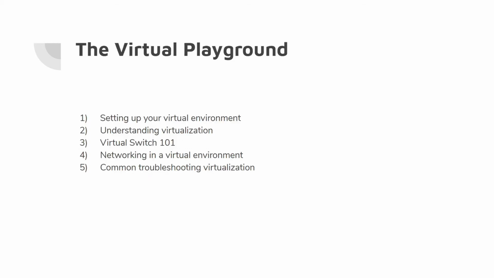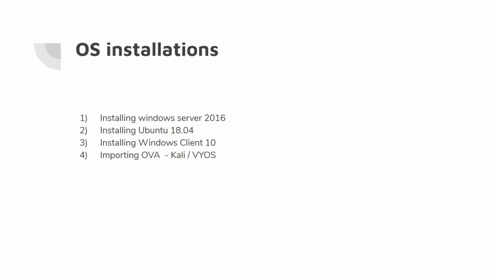So for the virtual playground, we are going to start with setting up the virtual environment and understanding how the virtualization works to some degree. We're going to talk about the virtual switch and how it works, and some networking in the virtual environment that is not that straightforward. If you haven't experienced some networking in the real world, it's something that might set you back when you're getting started. We'll do some common troubleshooting for virtualization, some of the things that are related to network, installation, configuration, errors, those kinds of things.